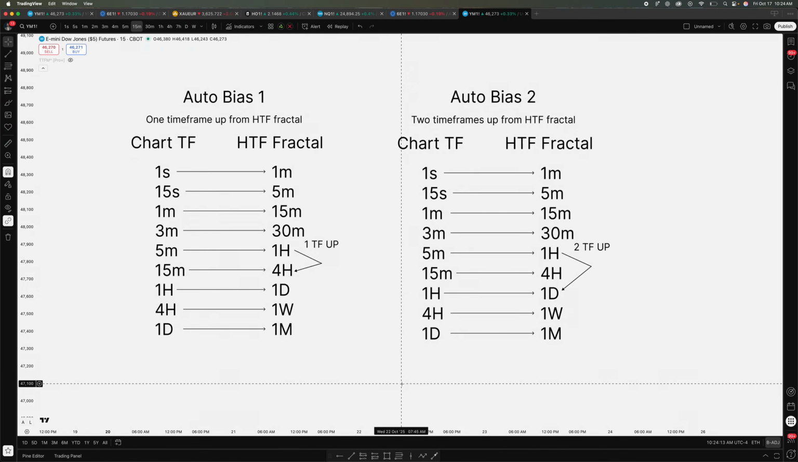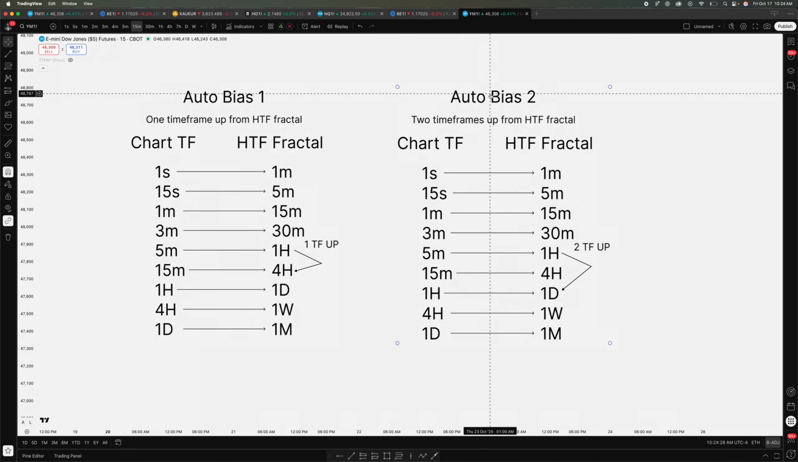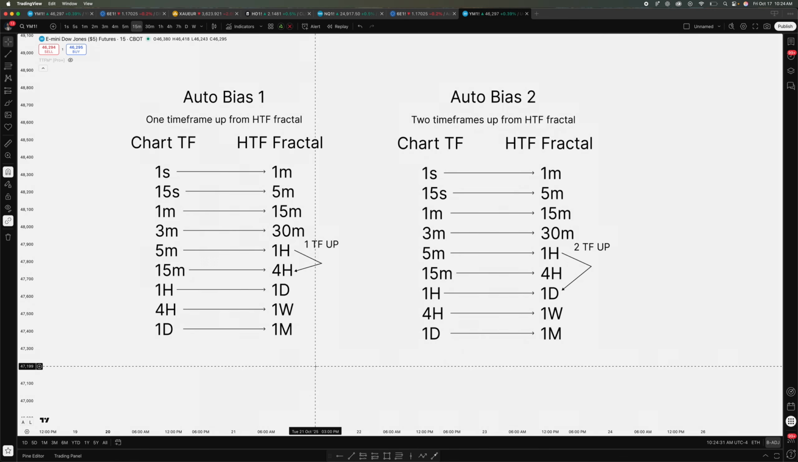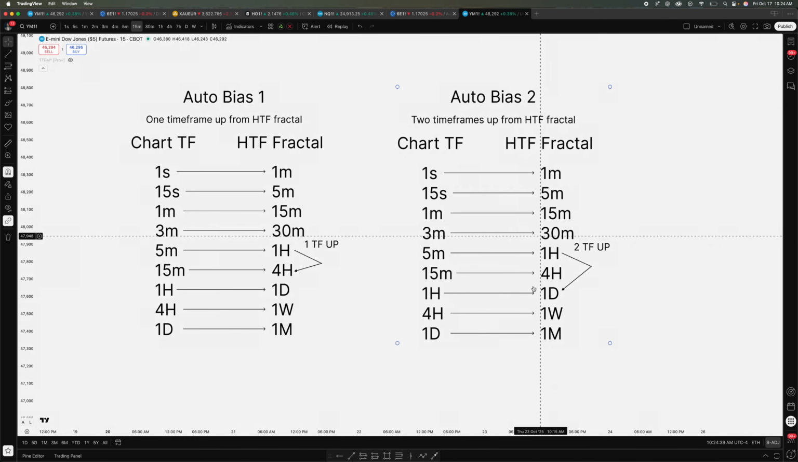The TTrades Fractal Model Auto Bias function was developed to help traders using the indicator trade in line with a higher time frame bias. There are two auto bias functions, Auto Bias 1 and Auto Bias 2. Auto Bias 1 simply uses one time frame up from the higher time frame fractal model, and Auto Bias 2 uses two time frames up from the higher time frame fractal model.